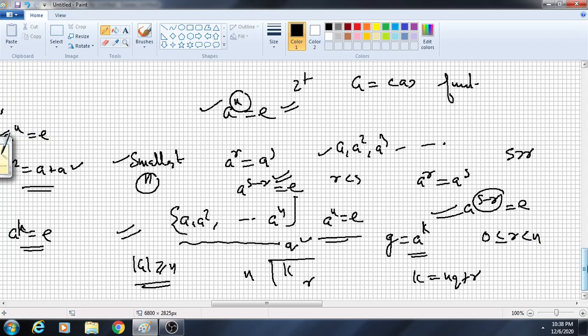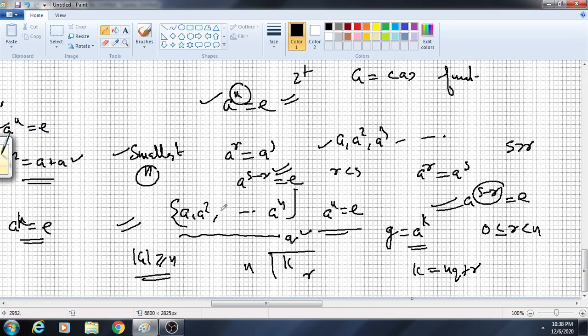Now what will a raised to k become? The a raised to k is actually a raised to nq plus r, that is actually a raised to r. We have established this before. Now this a raised to r, with r less than n, will be lying somewhere in this set. So a raised to k, which now equals a raised to r, is already enumerated in this set. So each and every element of G is actually present in this set, and this set contains n elements. Therefore the order of G is equal to n.